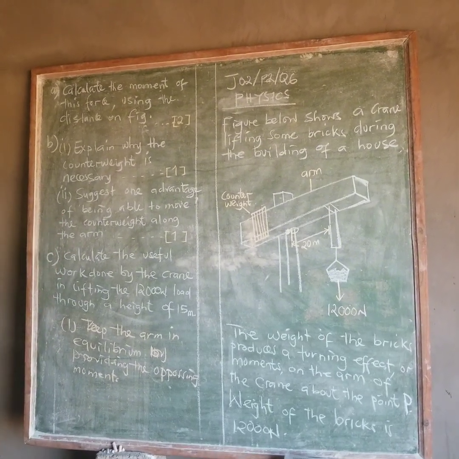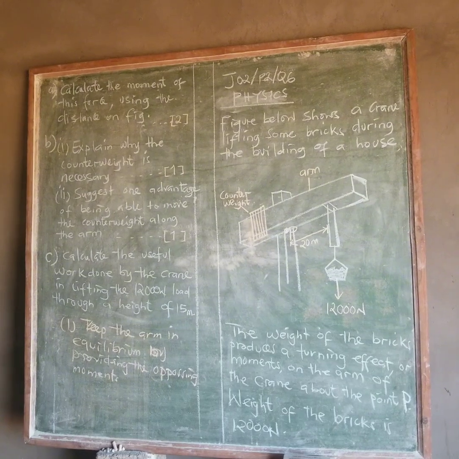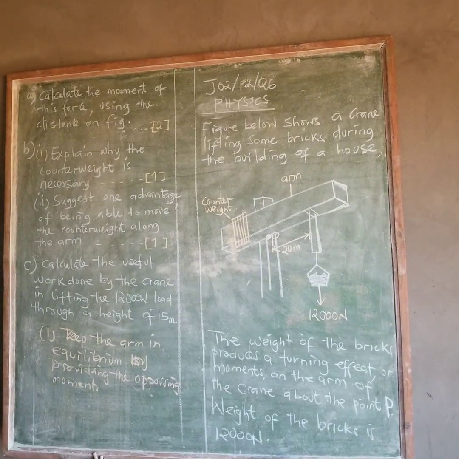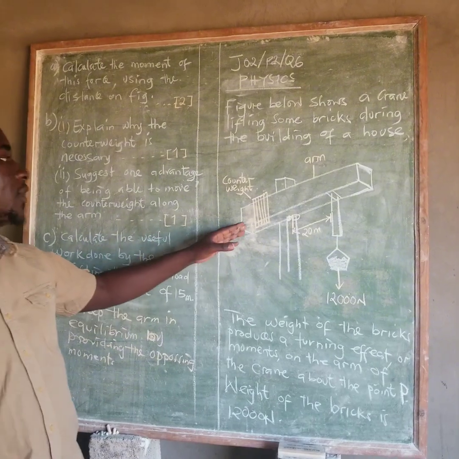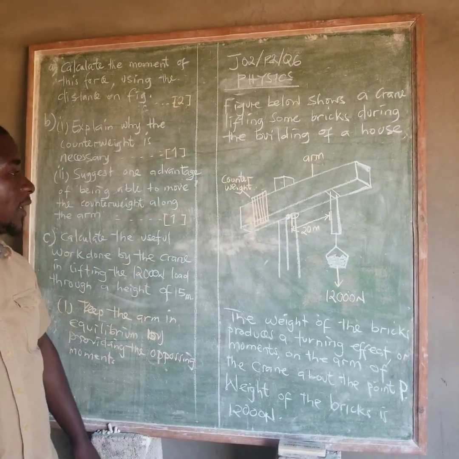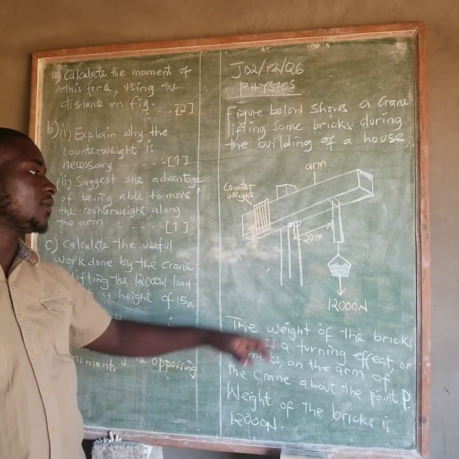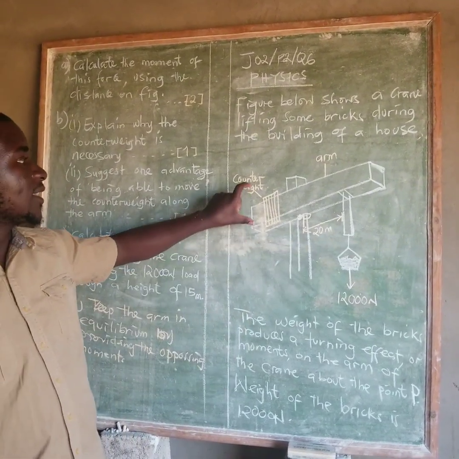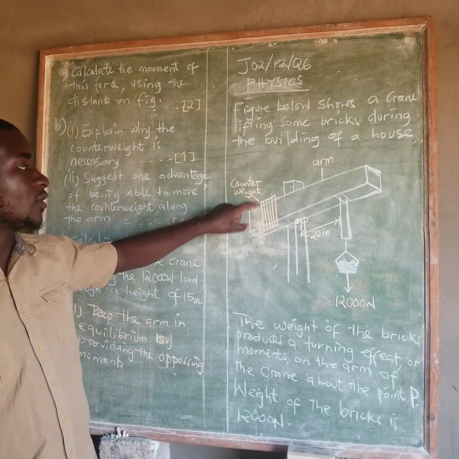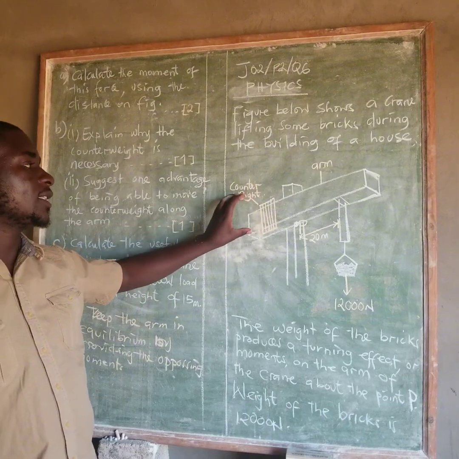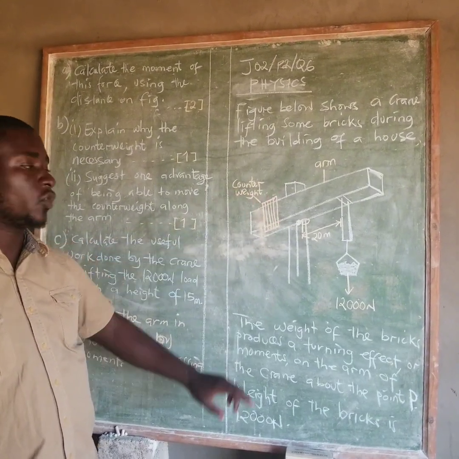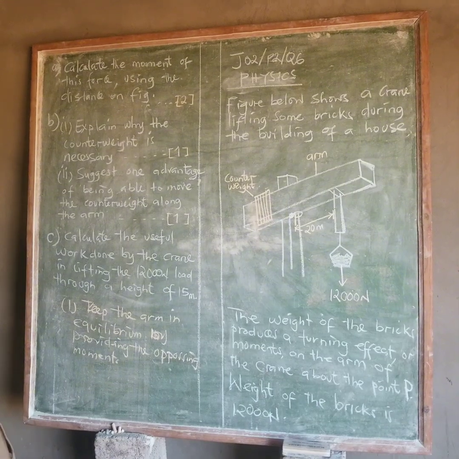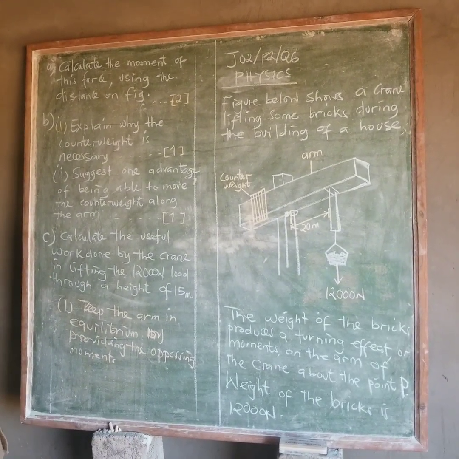Then number 2, suggest one advantage of being able to move the counterweight along the arm. So one advantage is that we are going to avoid toppling of the arm. Even when you're changing the size of the load here, without changing the weight of the counterweight, we can easily change the distance here to balance up the change in the load here. So that's 2.